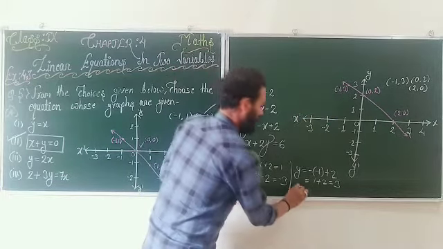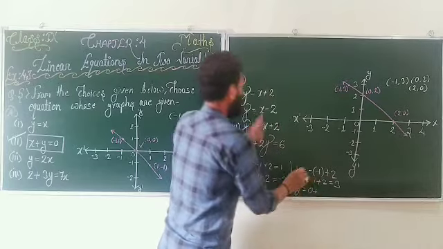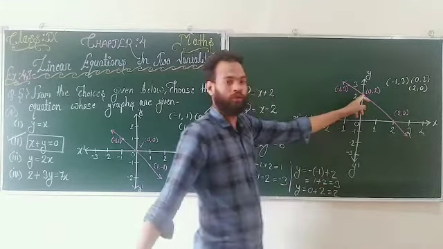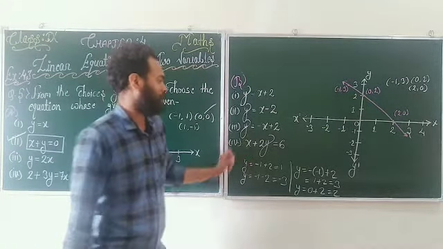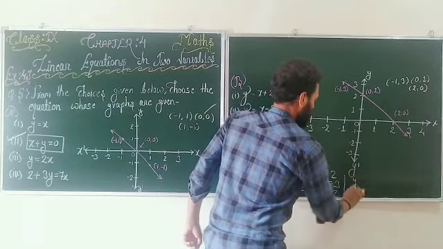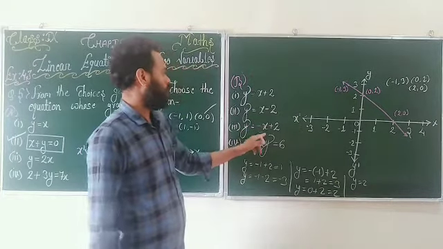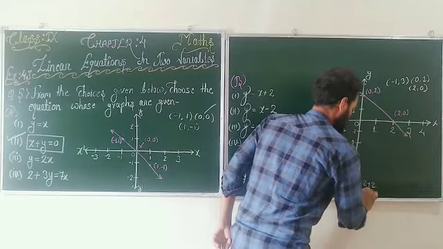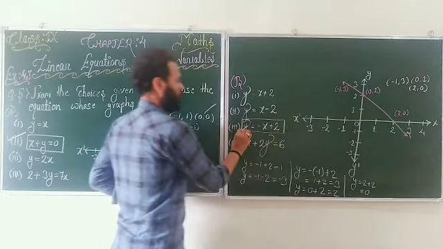If we put x equal to 0, we get y is equal to 2. So this point is also satisfied. And the third point is 2, 0. If we put x equal to 2, we get -2 plus 2, so we get 0. That means the third equation satisfies all these points.